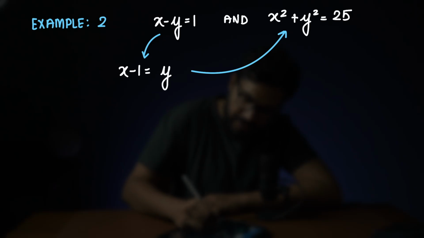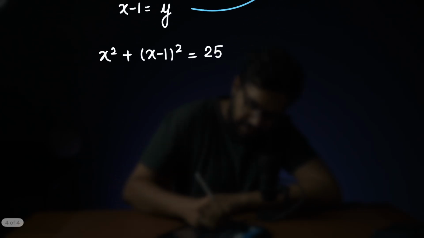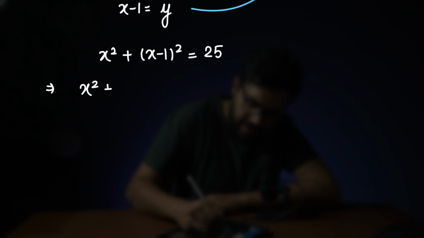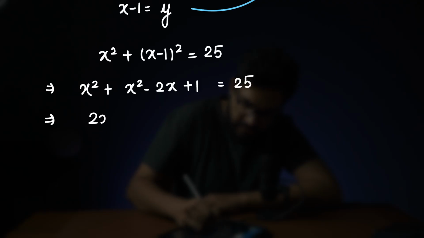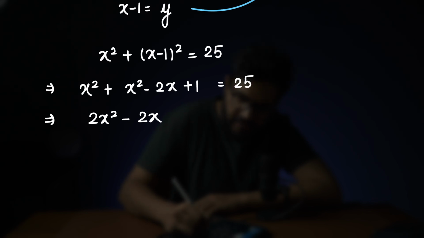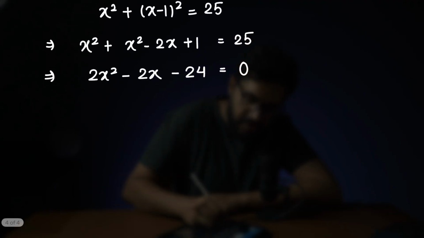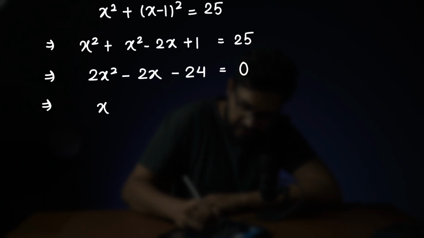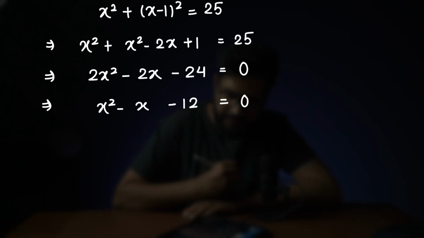So after substitution we get x square plus (x minus 1) square is equal to 25. If I simplify this, if I open the bracket, I get x square minus 2x plus 1, which is equal to 25. This implies 2x square minus 2x, bringing the 25 term to the left hand side, 1 minus 25 gives me minus 24, which is equal to 0. This entire quadratic equation can be divided by 2. So we get x square minus x minus 12 is equal to 0.